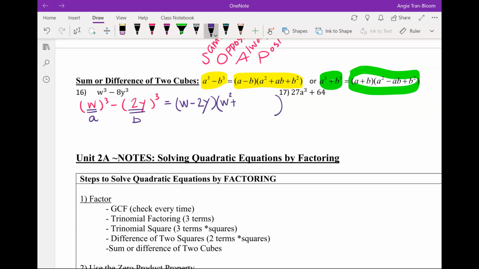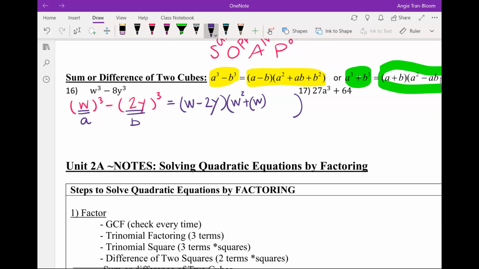So it says A squared, so W squared. Okay. Plus A times B. So again, A is W, but what's B? 2y. We're going to multiply that out, but right now I'm just going to write it all out for us. Plus B squared. So 2y squared, and close that up. I'm writing it all out, and then now we are going to make it pretty.